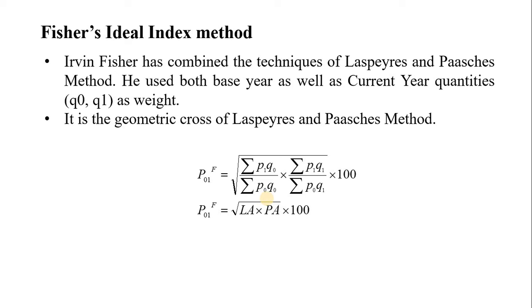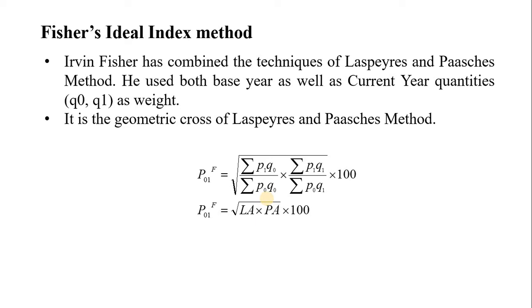Okay, so the fourth method was developed by Irving Fisher. He was an economist, statistician, and econometrician. What he has done is he also combined the last pair and fastest method. But Dorbish and Bowley have taken the arithmetic mean.